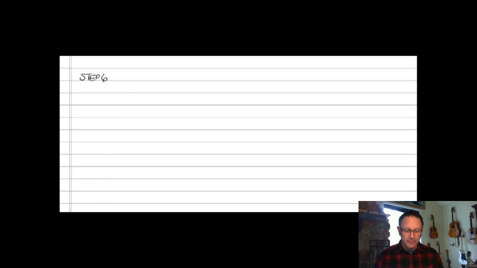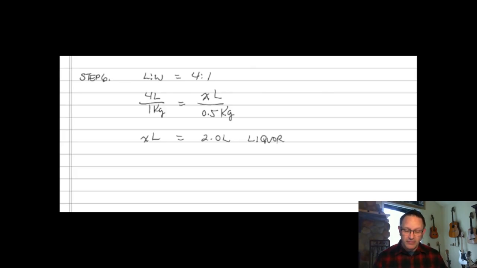So let's write that out. What we need to do is calculate how much additional makeup water we need to hit that liquor to wood ratio. We produced 1 liter of cooking liquor, right? So we're going to solve for the total amount. So 4 liters for 1 equals x over 0.5. That means we need 2 liters of cooking liquor.